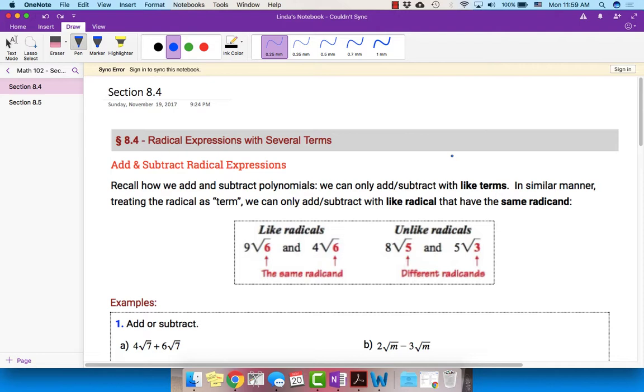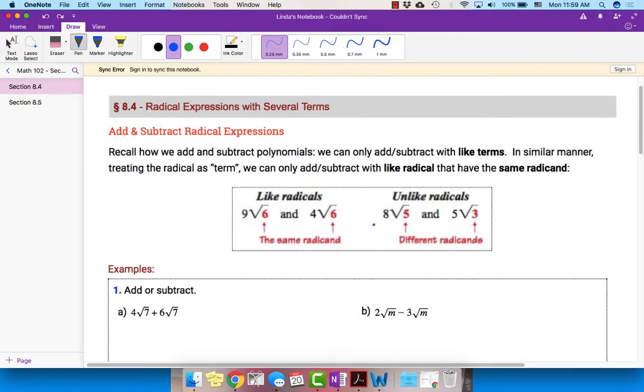Several terms mean that you may have different radicals in there, like for example the root of 5 and the root of 3, as opposed to root of 6. So if you want to think about adding and subtracting radical expressions, think about how we add and subtract polynomials. Remember, when you add and subtract polynomials, we can only do so when they are like terms. So you can think about treating radicals as a term in a similar manner. I'll give some examples here.